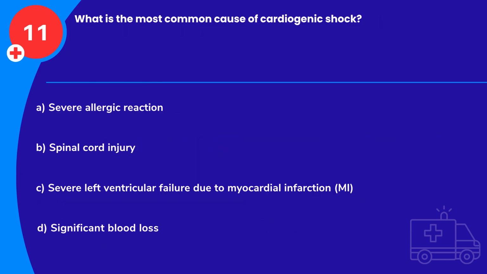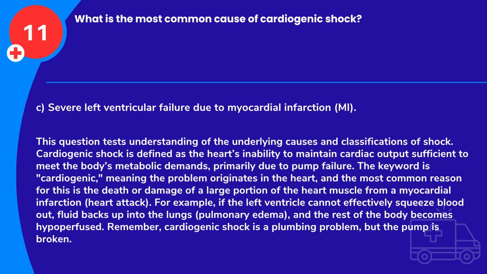Question 11. What is the most common cause of cardiogenic shock? A. Severe allergic reaction. B. Spinal cord injury. C. Severe left ventricular failure due to myocardial infarction, MI. D. Significant blood loss. Answer: C. Severe left ventricular failure due to myocardial infarction.